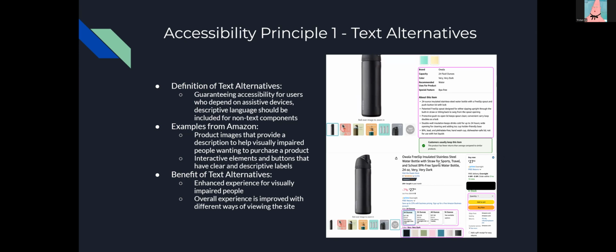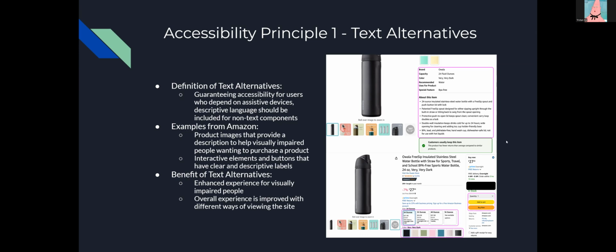Also, in the image below, you can see that there are buttons for different options for the water bottle, such as the size of the water bottle as well as different colors for it. This enhances the experience for visually impaired people, as some people aren't able to just go to the store and look at a water bottle. They'd have to do it online, and this provides them a better experience for it.